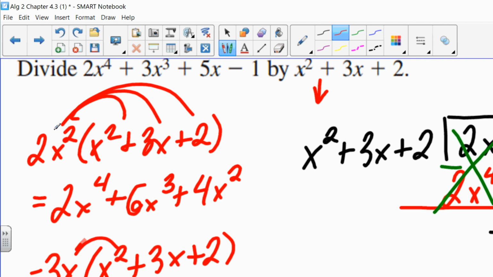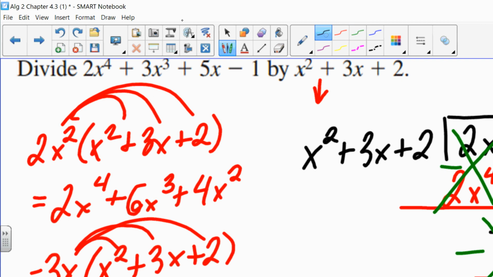Negative 3x times 3x is minus 9x squared. And negative 3x times 2 is negative 6x. And we will subtract again. Negative 3x cubed minus negative 3x cubed is 0, because the negative and negative would make a positive. So negative 3 plus 3 is 0.